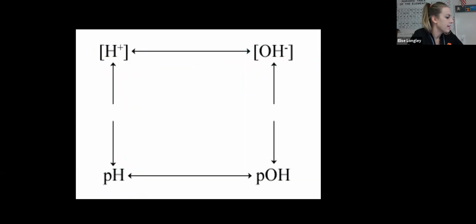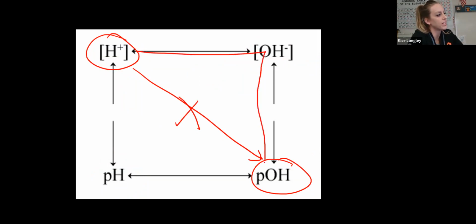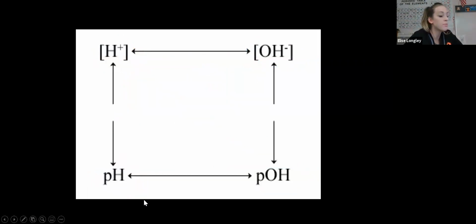But let's say I give you hydrogen ions and I ask for POH. I can't go directly through the center. There is no 1 step. So all I have to do is either convert to OH- and then go, or convert to pH and then go. So no matter what you're given, the most you can do is 2 steps. And if you're given 1, you can find out any of the others. They're all related. It's like a circle, okay? Because concentration is what determines pH. pH and POH have an inverse relationship, and then that can tell you the concentration and so on and so forth. It's a never-ending circle.